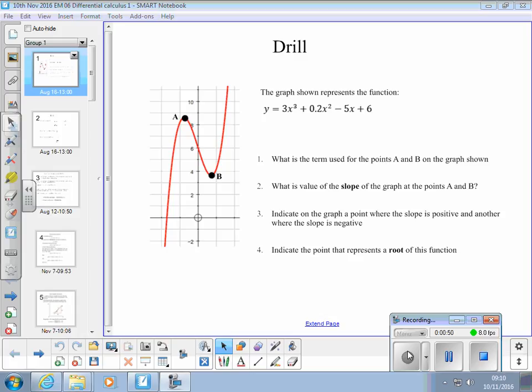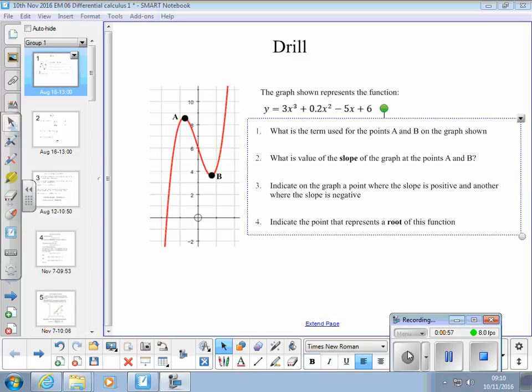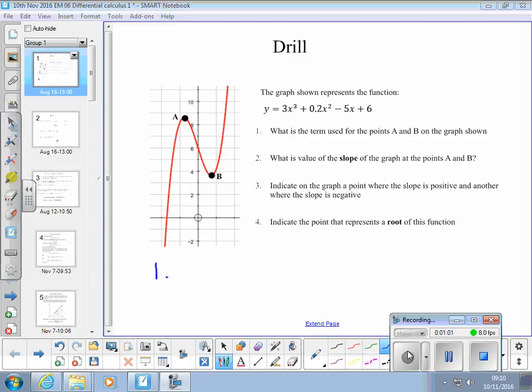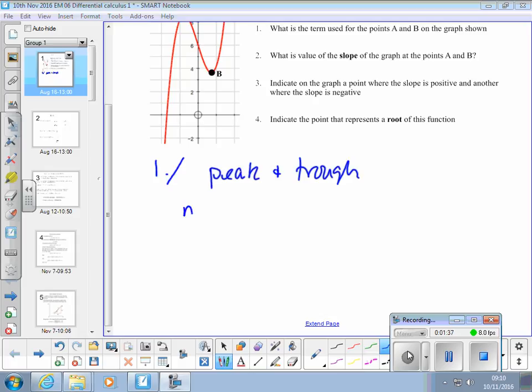Drill. So, what have we got for the term used for points A and B? What term will you use for those two? Peak and trough, okay. What might be a more mathematical term for that? Peak and a trough. A is the maximum. Okay.